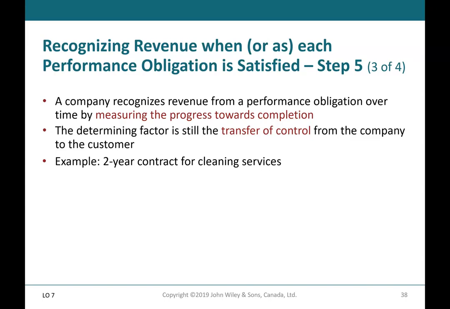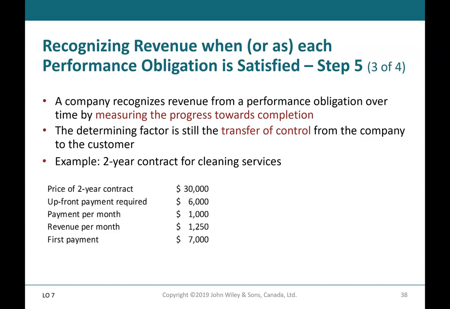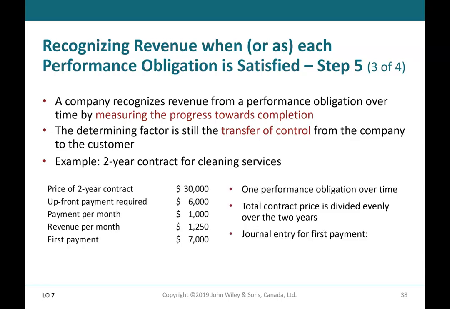Example: 2-year contract for cleaning services. Price of the 2-year contract: $30,000. Upfront payment required: $6,000. Payment per month: $1,000. Revenue per month: $1,250. First payment: $7,000.